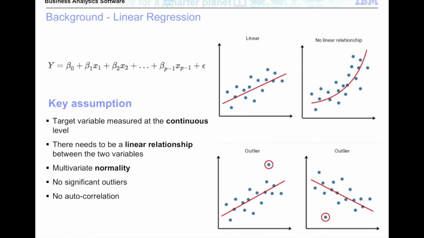Before introducing generalized linear regression, let's have a brief look back at linear regression. This is the general expression of the linear regression model, where y is the target variable, also known as the dependent variable. X represents the predictors, also called independent variables. Beta is called the regression coefficient, and epsilon represents the residuals of the model.